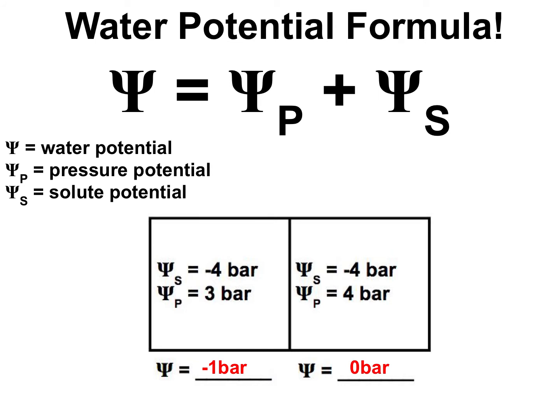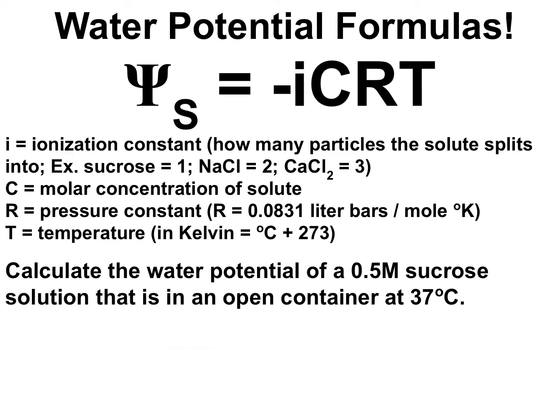All right, so adding together the solute potential and pressure potential gives an overall potential of 0 bars. Pretty easy, right? Now, if water flows from high to low water potential, water will flow from the right side, which is higher, to the left side, which is lower. The other major formula we'll use is for solute potential, the contribution of solutes to water potential of a solution.